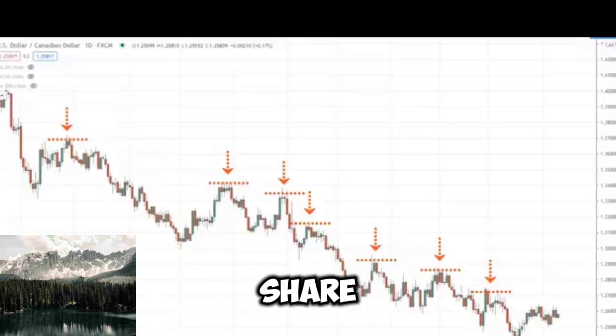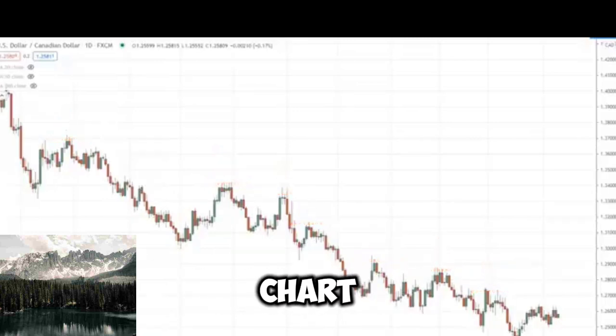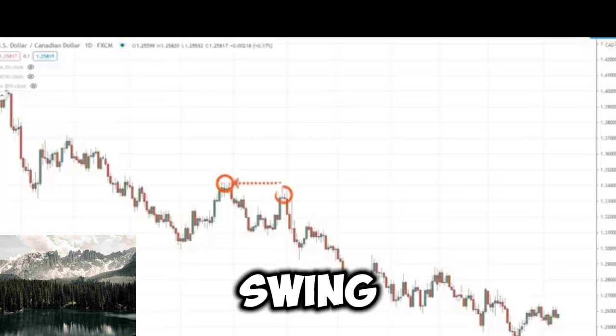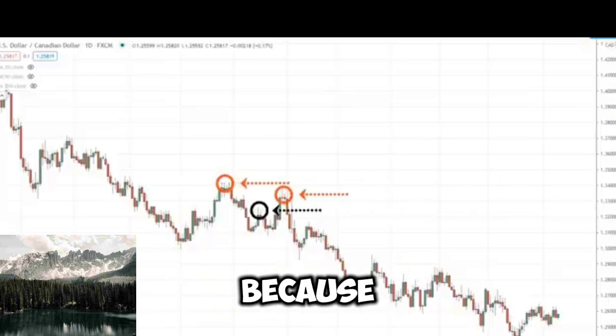And one thing to also share is that when you look at a chart, there are many swing points. What I call a swing point is the highs and lows on a chart that stick out like a sore thumb, which is very obvious. Like, this is a swing high, this is a swing high. I won't consider this a swing high because this isn't as obvious. This isn't as in your face kind of thing.